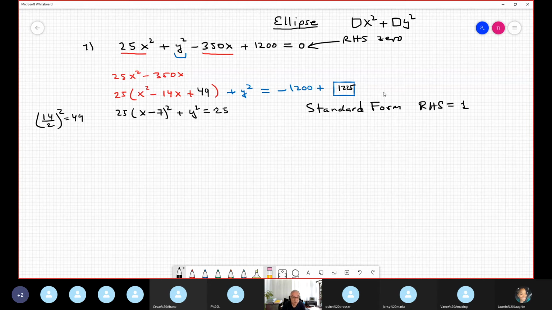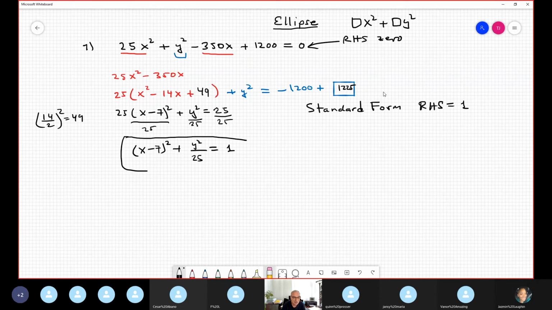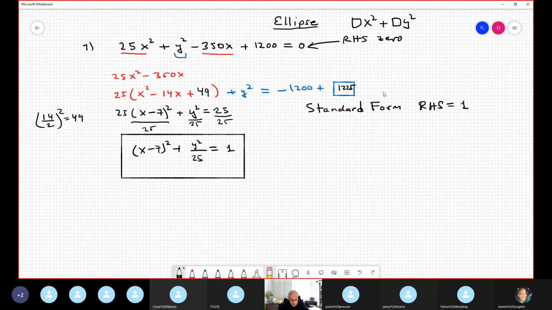Therefore, you divide by 25, the whole thing. So we have x minus 7 raised to the second power plus y squared over 25 equal 1. Nice. This is the elegant standard form of the equation for the ellipse. Okay. Awesome. Super. Okay. Now we start working. Let's do it. Definitely it's super easy.